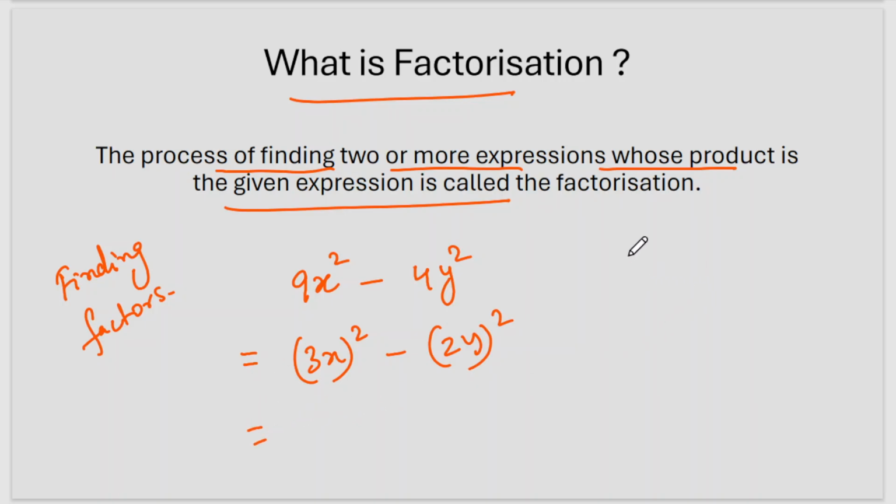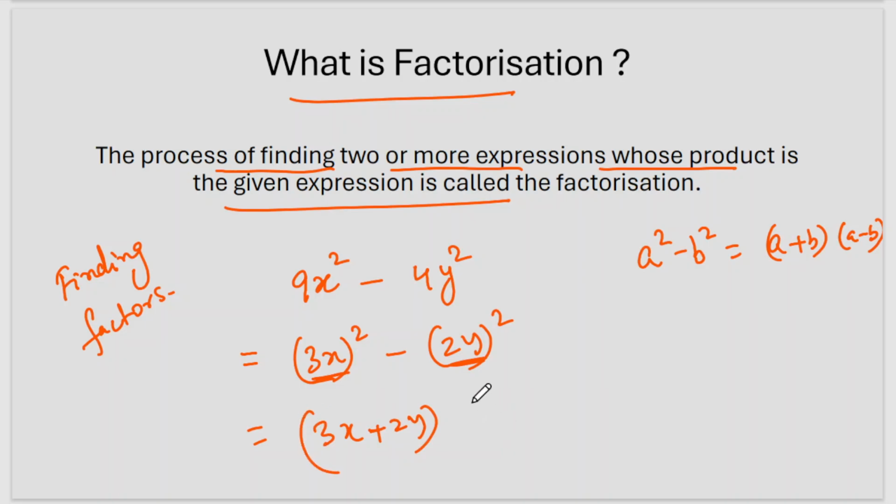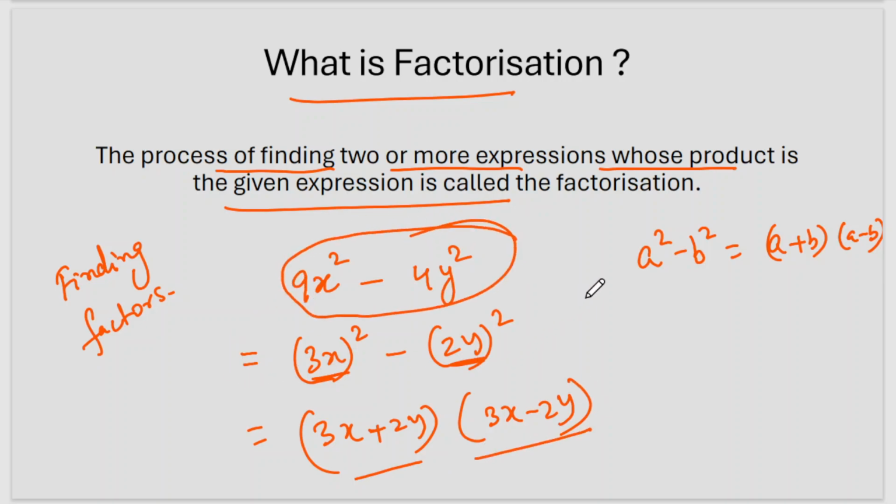Now, you must have remembered a square minus b square. This is nothing but a plus b and a minus b, right? I am using that same formula here. So this is our a, this is our b. So it is 3x plus 2y and 3x minus 2y. So I have written the two factors of this algebraic expression. Got the point?